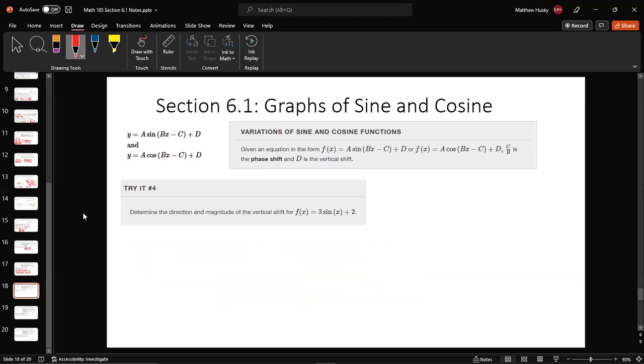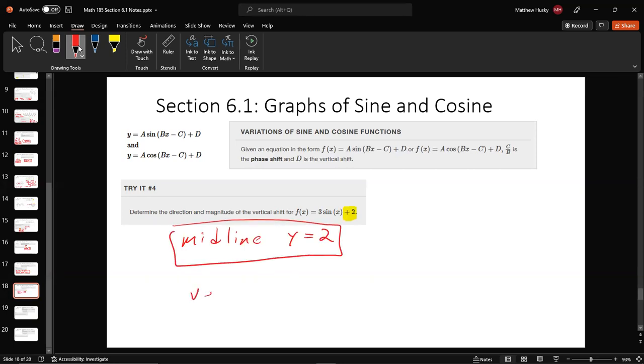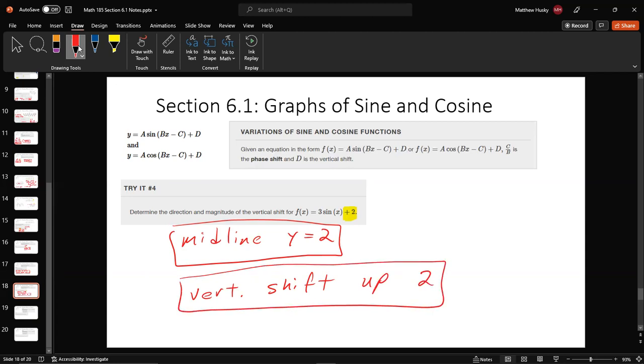Determine the direction and magnitude of the vertical shift for this. So again, this is the vertical shift of this function. There's the +2 right there. So the midline will be y equals 2. That's kind of the way the exam questions will be phrased. You could say the vertical shift, since it's positive, that means up. So the vertical shift is up 2. So two slightly different ways of saying it. Again, for me, I'm more interested in identifying where the midline is.